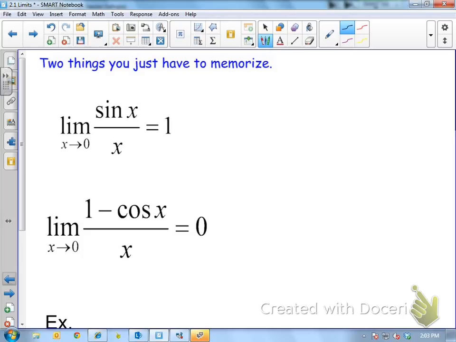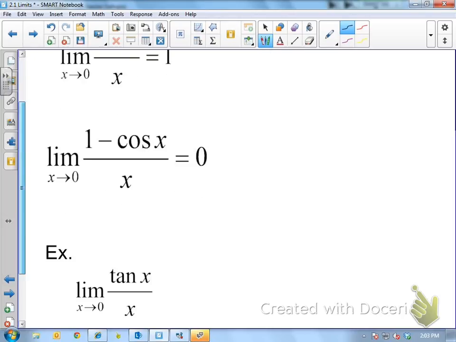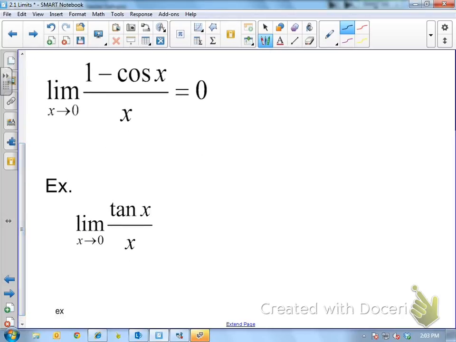So most of the time they're not just going to outright ask you, what's the limit as x approaches 0 of sine x over x? They're going to make it a little more difficult than that. So what if I said the limit as x approaches 0 of tan x over x? Once again, we have to be a little flexible.